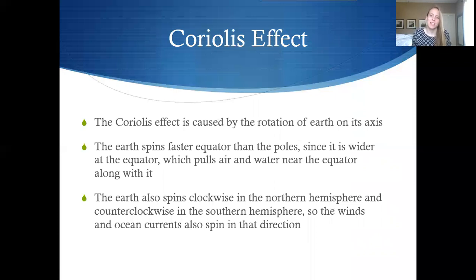Okay, the Coriolis effect is essentially caused by the rotation of Earth on its axis. The Earth spins faster at the equator than the poles just because it has a longer distance to travel. So that is going to pull air and water near the equator along with it because it is spinning so quickly. Essentially, if you think of a globe, and this is kind of a crappy globe, it's not labeled very well. But as the Earth is spinning, the equator has to travel a much further distance in 24 hours than just around the North Pole.